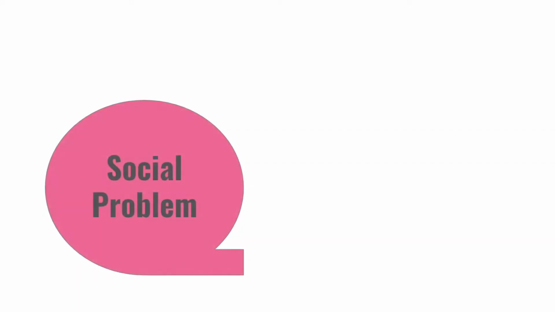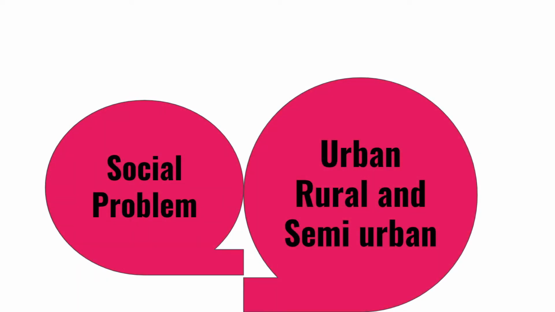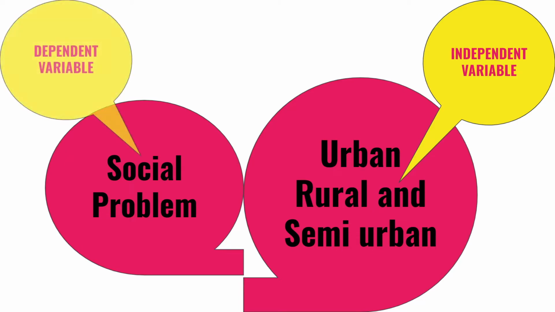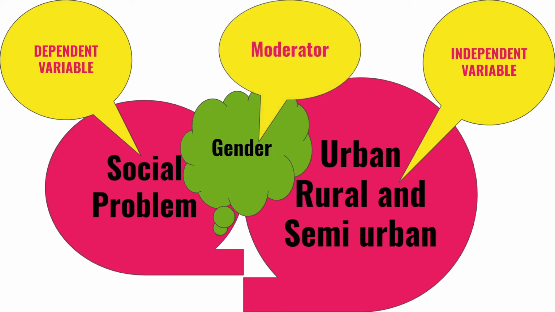In the study of social problems of urban, rural, and semi urban students, the area will be the independent variable and the social problem will be the dependent variable. But here, if the researcher feels that the gender of the students can also influence the relationship between the student's area and the social problem, then gender will be considered as the moderator variable.